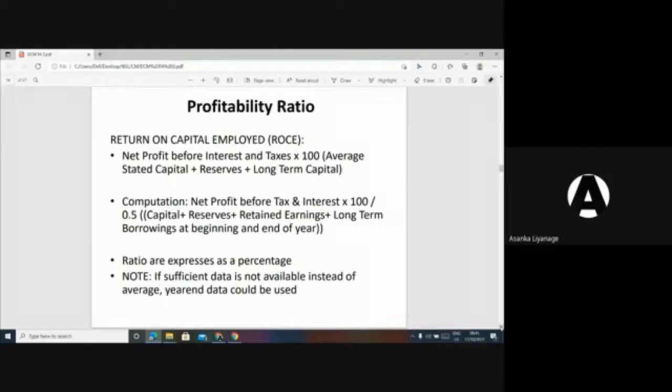Since the first part is from the income statement and the second part is figures from the balance sheet, the figures from the balance sheet should be the average one. Computation: net profit before interest and tax into 100, divided by the average of stated capital or the equity capital plus long-term debt capital.